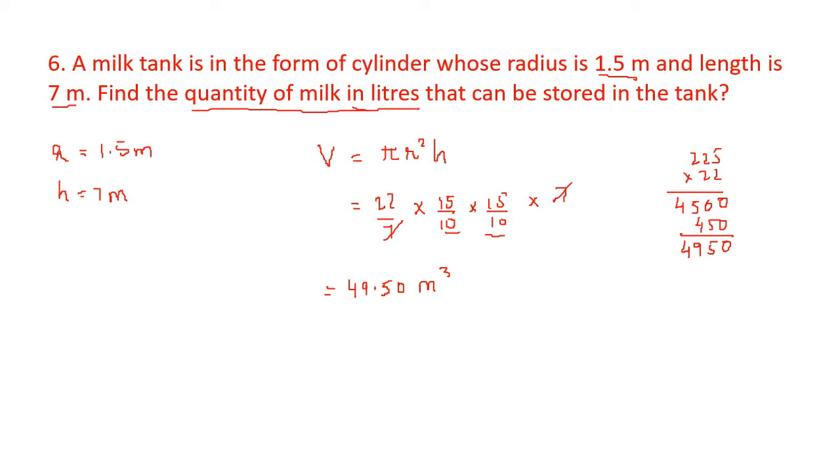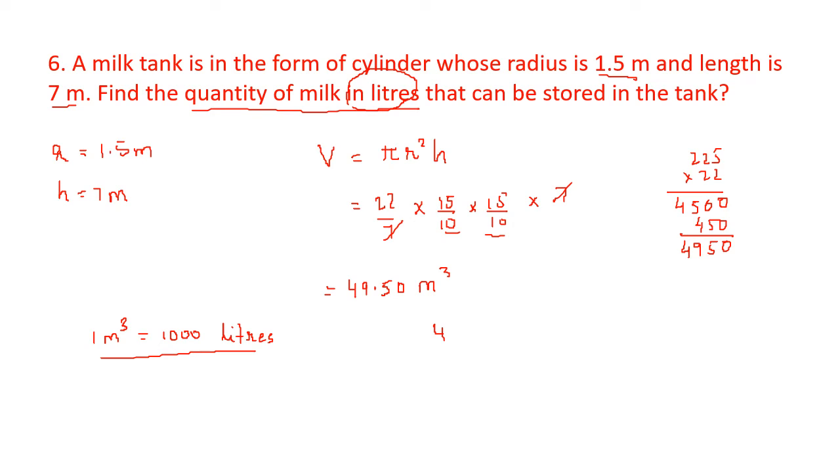Now we have to find it in liters. So I hope from the previous video you know the conversion rule: 1 meter cube is 1000 liters. If you have not followed how this works, then go to the previous video, the video on volume and capacity, where you will find this formula.